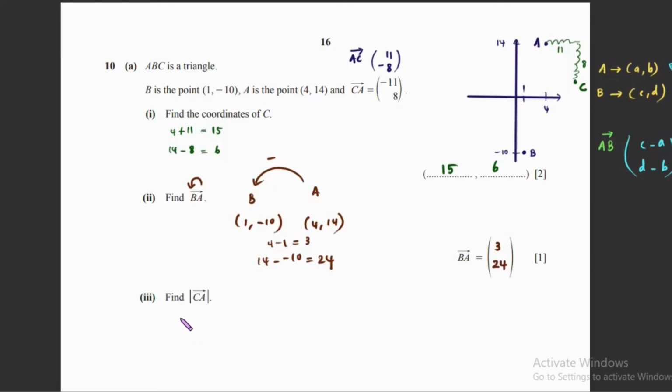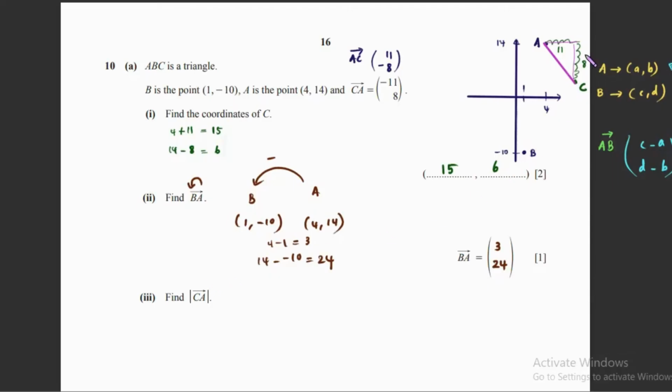The next question is to find what C to A is. To find what C to A is, it's going to be this length that we are supposed to find, the length of this line. So we need to find the modulus of C to A, which means we are simply asked to find the length of C to A. To find the length of C to A, we are going to complete this into a right angled triangle. So we are going to apply Pythagoras' theorem to calculate the modulus of C to A.